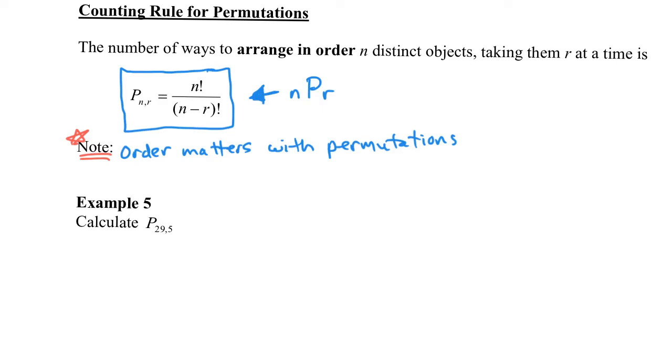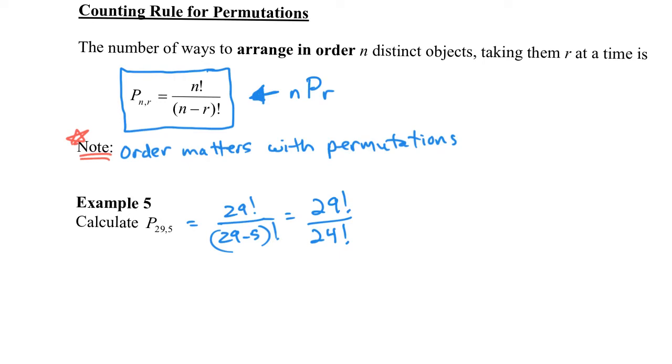So, example 5, they want us to calculate the permutation of 29 items taken 5 at a time. And we can use this formula right here to do it. This is n comma r, so we can calculate this. This is going to be 29 factorial over 29 minus 5 factorial. That's going to be 29 factorial over 24 factorial.